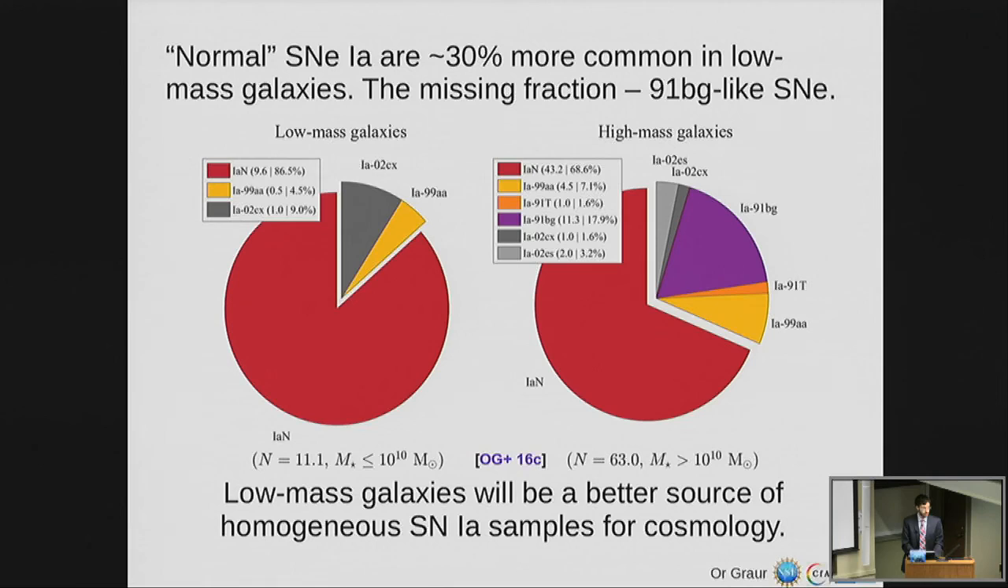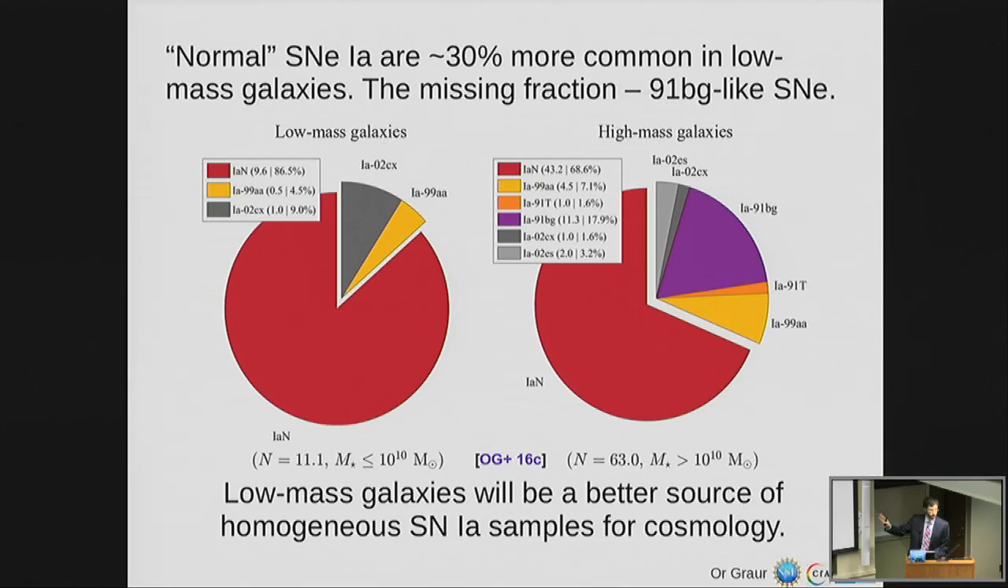It's interesting to note that even though this is not quite significant, the missing fraction of normal Ias in high mass galaxies is exactly made up by the subluminous 91bg-like supernovae, which makes me wonder again whether 91bgs are actually a slightly different type of normal Ia. They may come from the same progenitor, but that progenitor has some tweak to one of its variables, whether it's metallicity or mass or something else, and these are not a completely different channel of supernovae. So this is something I'm thinking of right now.